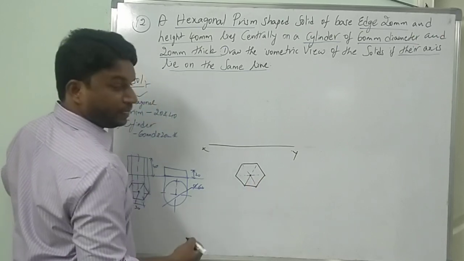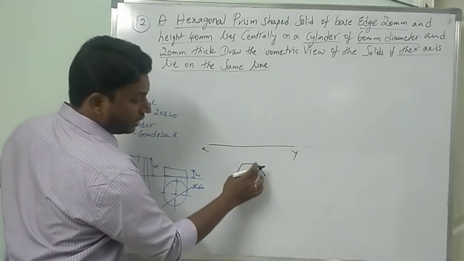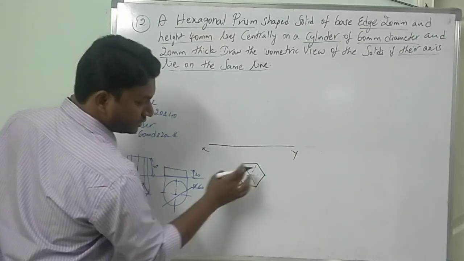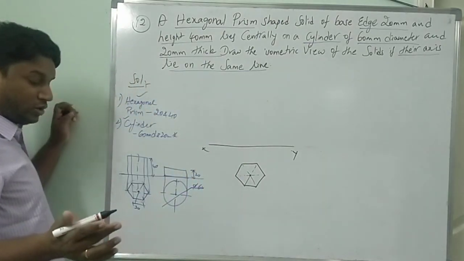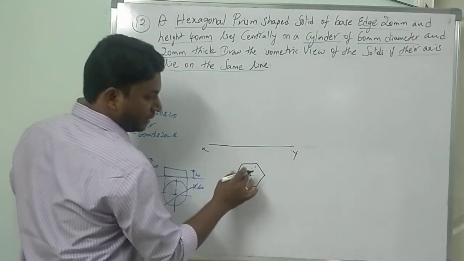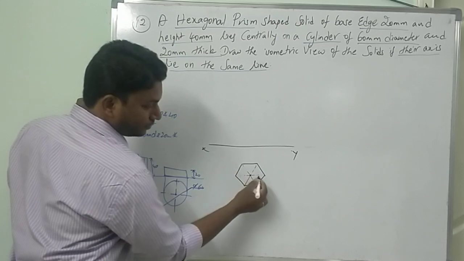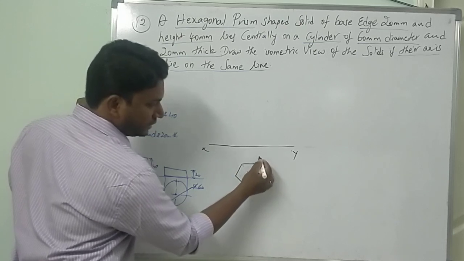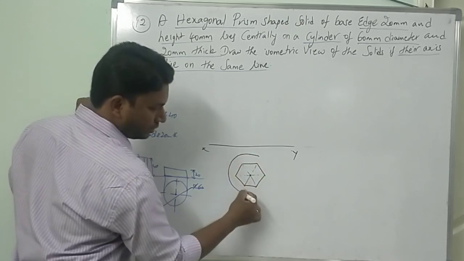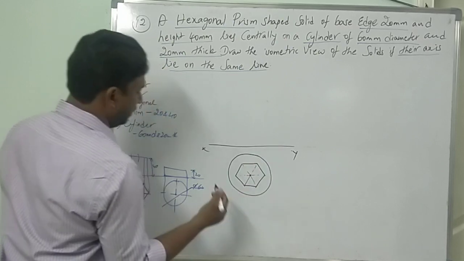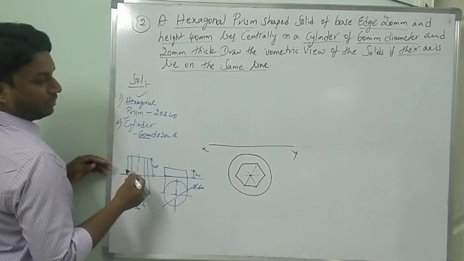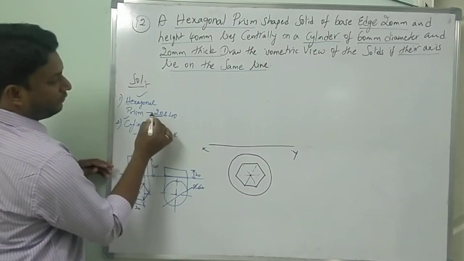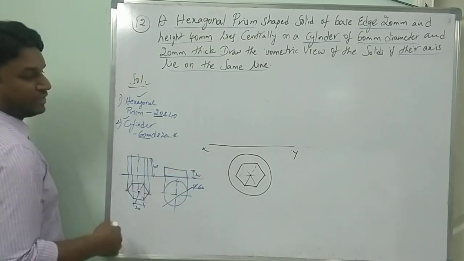We got the center, with the rest, right? Just don't join them all continuously, because it will look like a pyramid if you join them. Don't make it a pyramid, just make it a prism. Now, with respect to this center, I am drawing a circle of diameter 60 mm. Hexagonal prism top view with 20 mm I have drawn, then the circle.